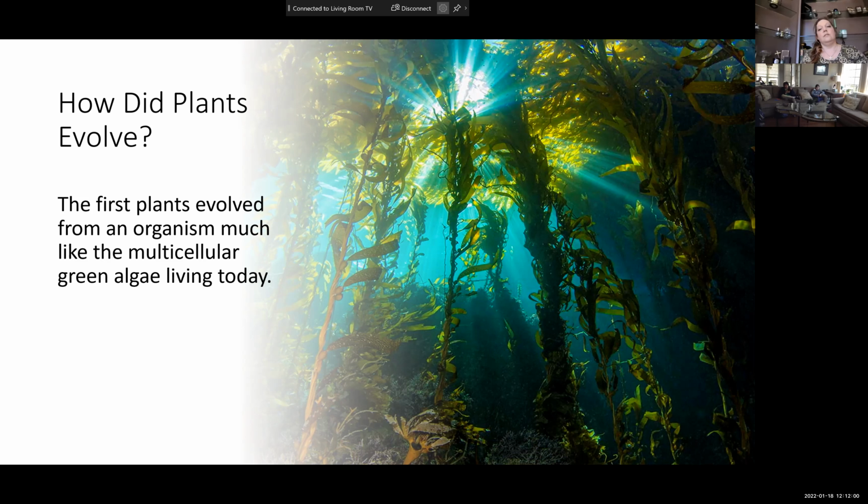So this is a type of algae. It's a multicellular algae, but it's technically an algae, and some people are going to put it with plants, and some people are going to put it with weird protist things, those single-celled ones. So the first plants evolved from an organism much like the multicellular green algae that we have living today.